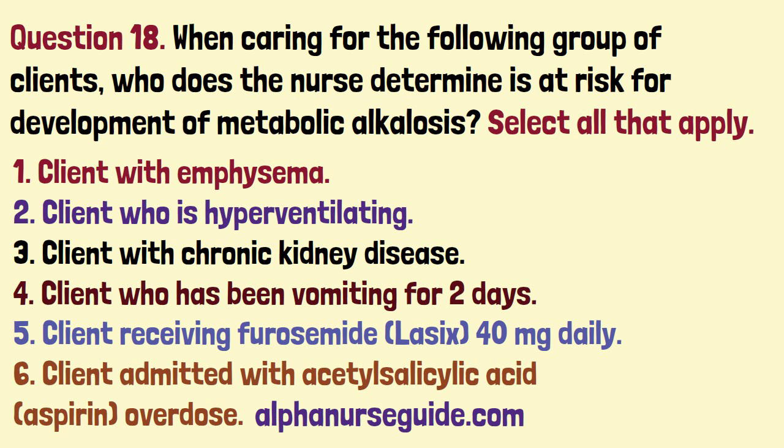The correct answers are 4, client who has been vomiting for 2 days, and 5, client receiving furosemide, Lasix, 40 milligrams daily. Rationale: metabolic alkalosis is caused by any condition that creates the acid-base imbalance through either an increase in bases or a deficit of acids, such as a client who has been vomiting for 2 days and the client receiving furosemide daily. Recall that clients with emphysema and hyperventilation are at risk for a respiratory acid-base disturbance. Chronic kidney disease and aspirin overdose will result in metabolic acidosis.